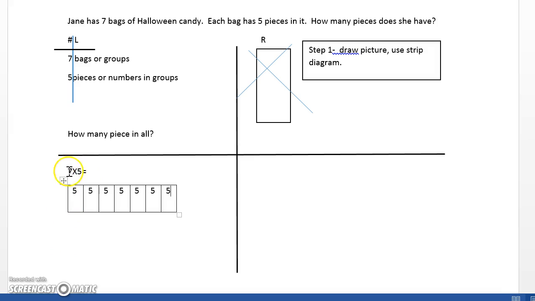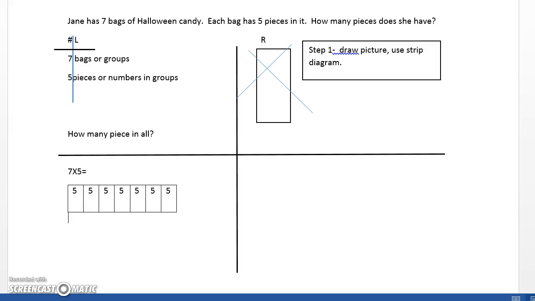Okay, so what I did in my do window, part of the window, is I went ahead and wrote out 7 times 5 equals, and then I used a strip diagram. I put 1, 2, 3, 4, 5, 6, 7 groups or bags, and then I put 5 in each group. So that's going to remind me I need to either do repeated addition or use the multiplication facts that I already know. So then I'm ready to solve it, and I know that 7 times 5, hopefully if I've been practicing my multiplication, gives me 35.